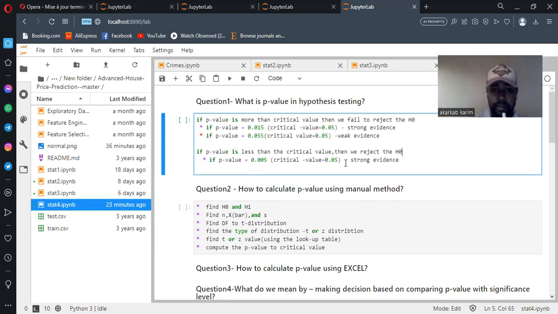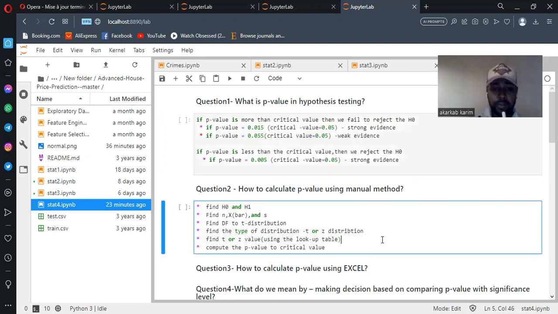Maybe it's clear. So with these small examples, this question is clear, because here we just try to compare two values, the probability and the critical value. Well, if we go to the second question here, how do we calculate p-value using the manual method? I mean, to determine the value of p-value, we have steps to follow.